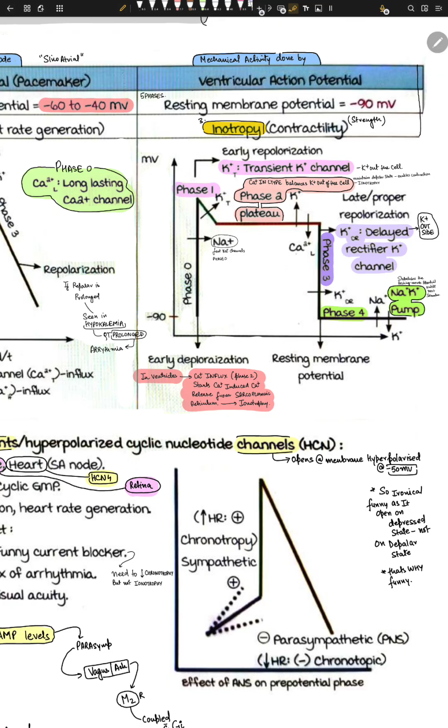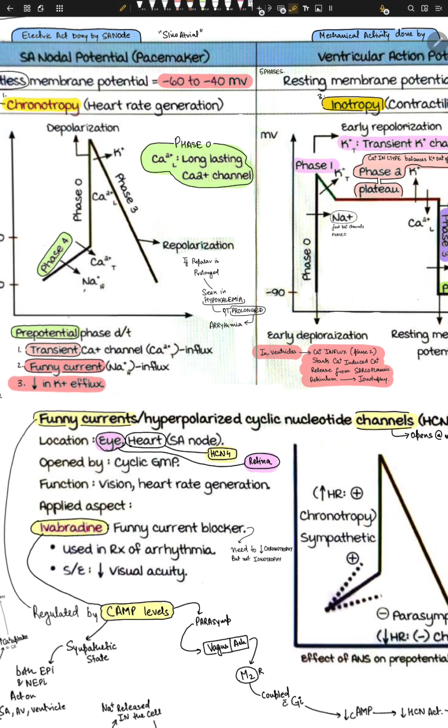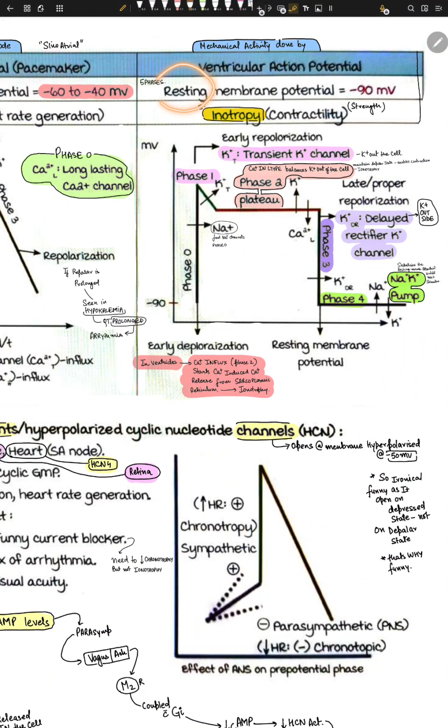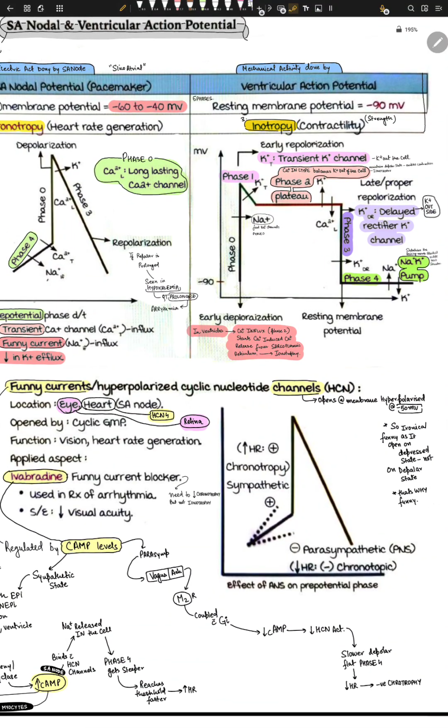So what happens here is that there are multiple phases: phase 0, phase 1, phase 2, phase 3, and then phase 4. So we have 4 phases, and as you can see, they are in numbers. This is not a restless membrane potential. It is a resting membrane potential. It means it rests, it waits, for this impulse that is coming from SA node.